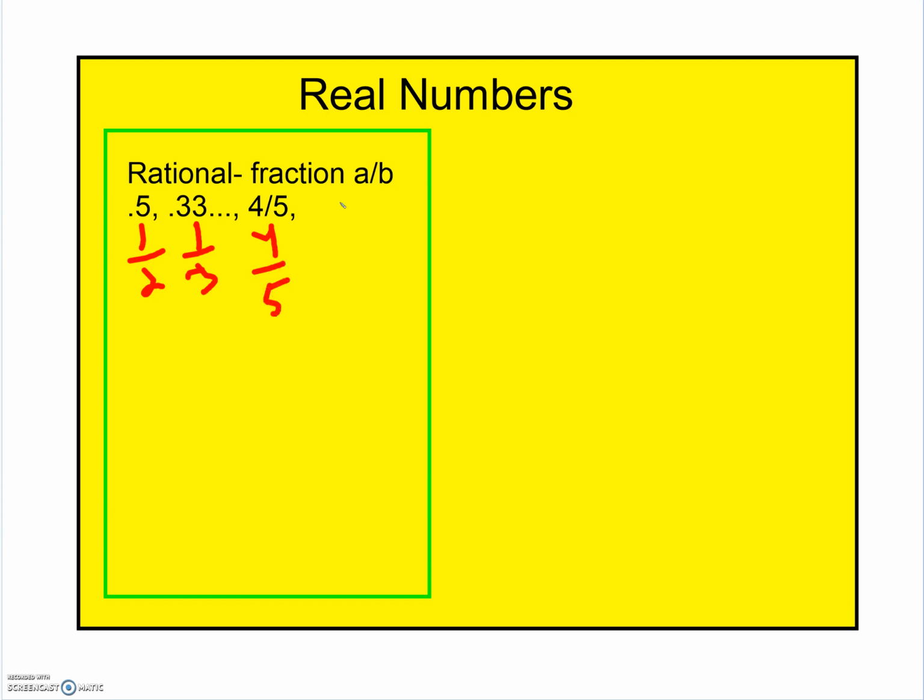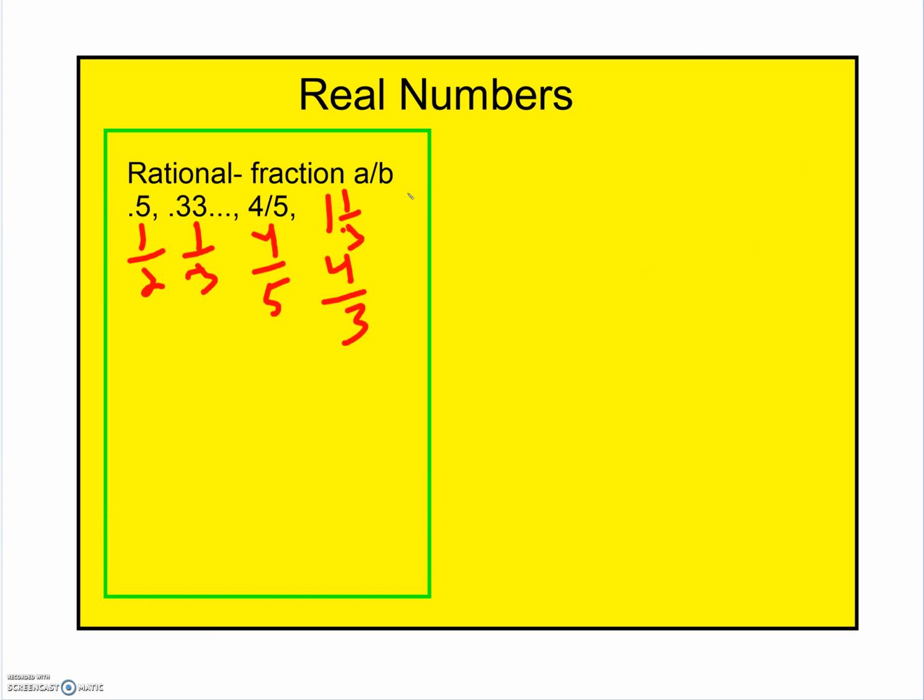And there's other things that we'll talk about, like 1 1/3. Well, that would be written as 4/3. And so that would be an example of a rational number.